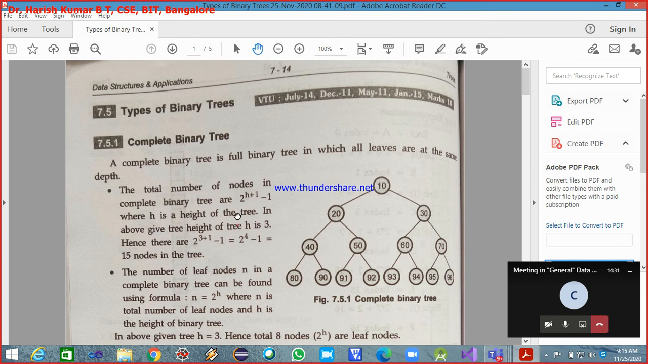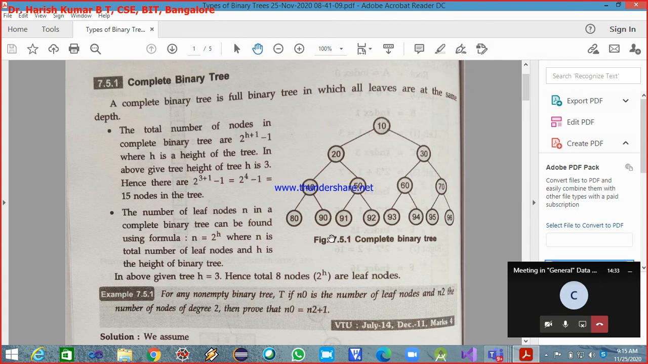Okay. Now how do you find the total number of leaf nodes? The total number of leaf nodes n is equal to 2 raised to h, where n is the number of leaf nodes and h is the height of the tree, or the depth of the tree. Now here, since I'm starting from level 0, this is 0, 1, 2, 3, so 2 raised to 3. Correct, right? That is nothing but 8.